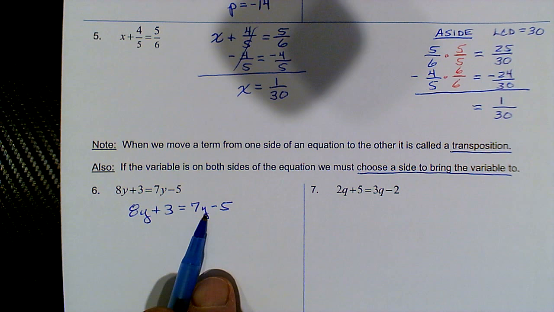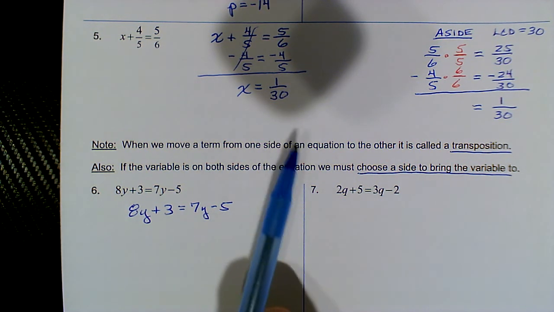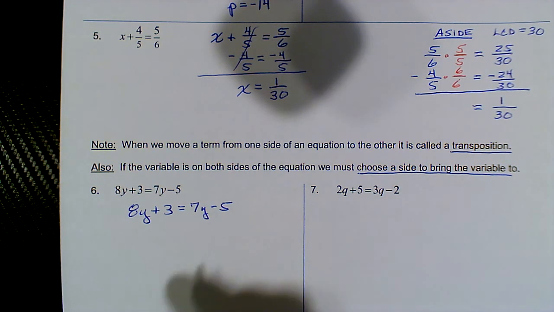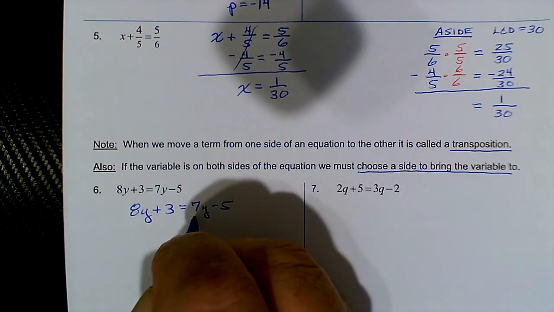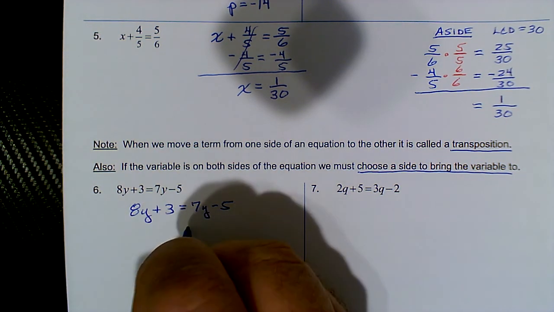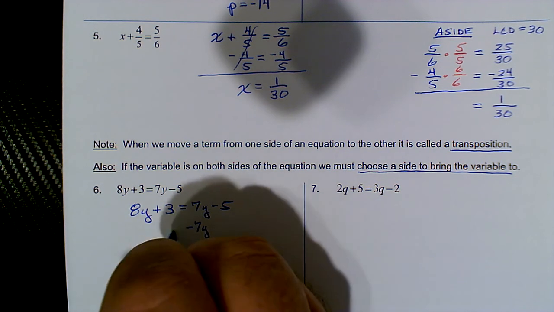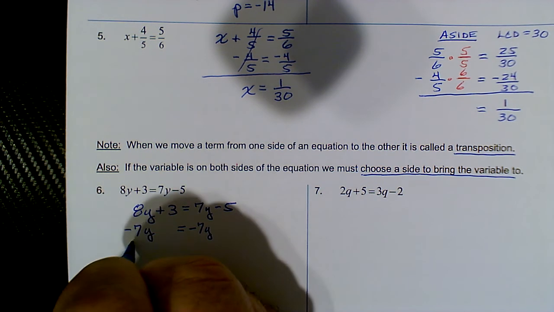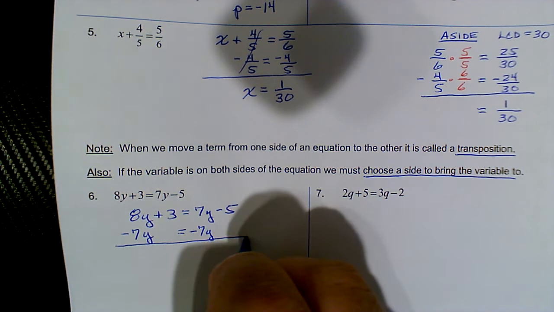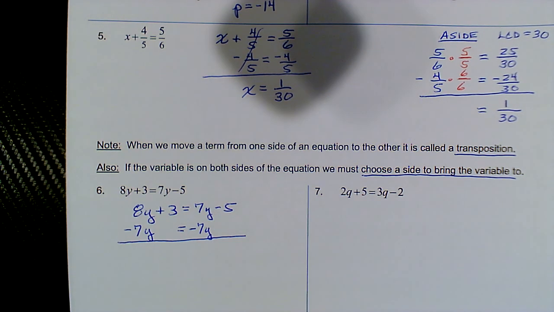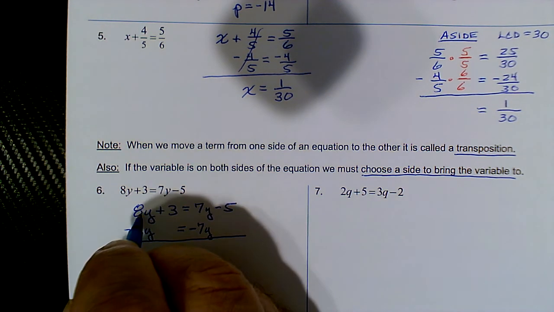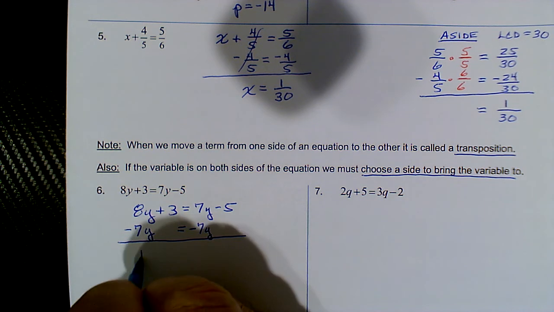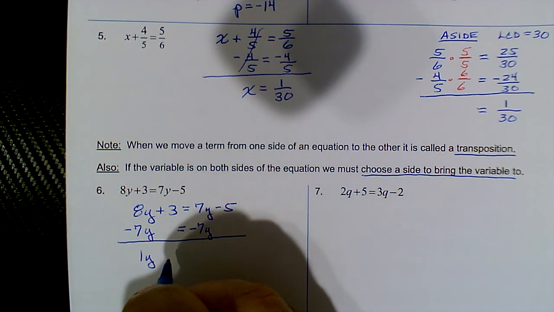You always want to move the variable first, because once you get the variable on one side isolated, then it's just a matter of doing what we did in the previous examples. So therefore, if I want to move the 7y to the left-hand side, I'm going to subtract 7y. I'm going to line up the equals and subtract 7y. And notice how I put it underneath the like term, underneath the y. And then when subtracting, 8 minus 7 is 1. That's 1y, or just simply y.